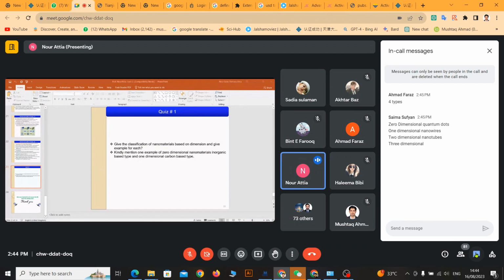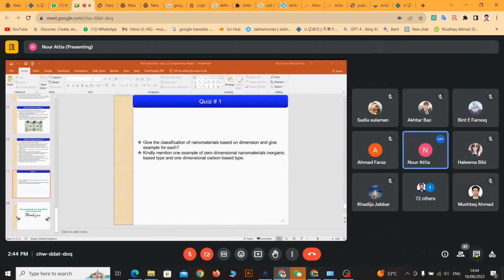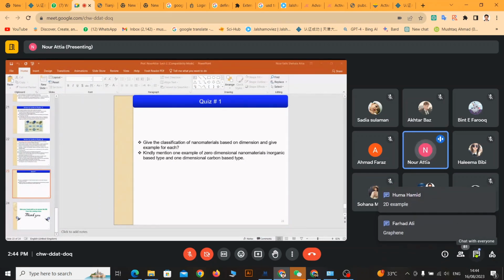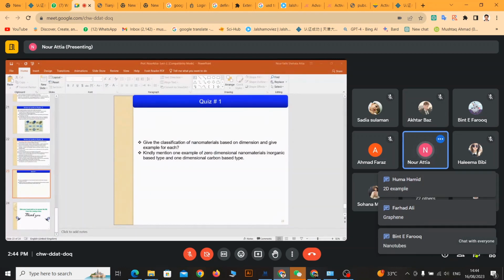Who has raised a hand? Okay, answer. Sir, an example of zero-dimensional nanomaterials is graphene, quantum dots are carbon quantum dots, and one-dimensional are carbon nanotubes. I think graphene is two dimension, not zero dimension. Okay. Another example of two dimension is nano coating. Yes, correct. Graphene, great.